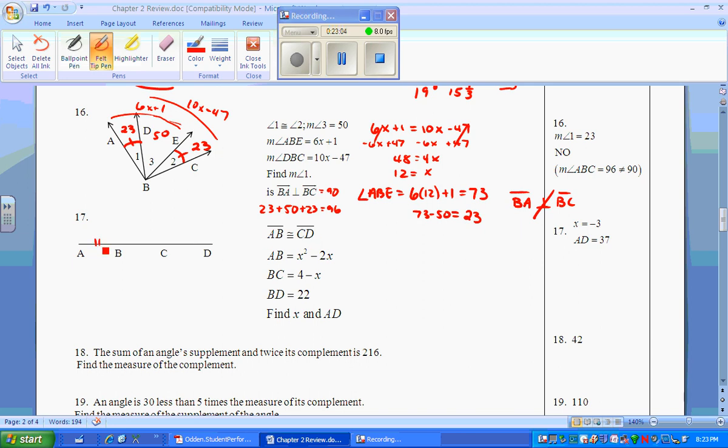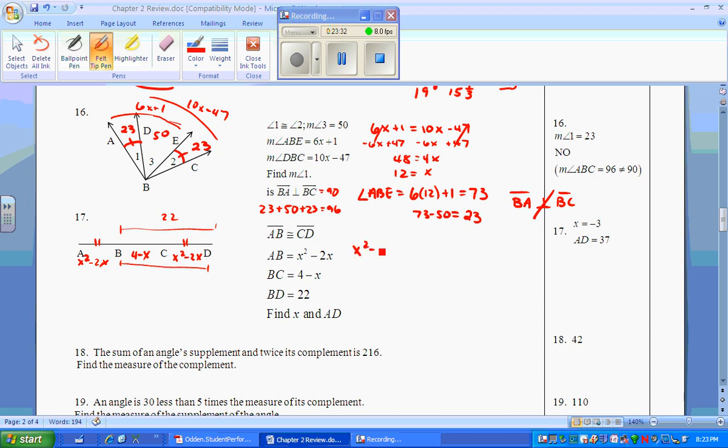17, AB is congruent to CD. So AB congruent to CD. AB is x squared minus 2x. BC is 4 minus x. And BD, the whole thing, is 22. Since this is the same as this, I'd also call this x squared minus 2x. These two sections here have to be 22.